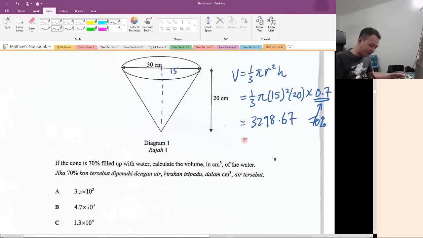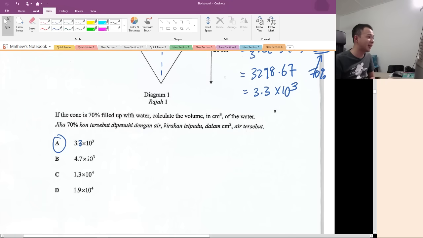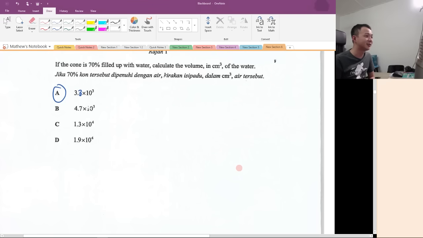You should get the value 3298.67. Round off to the indices number should be 3.3 multiply 10 power of 3. I guess this is 3 here. So answer will be A here. Right, so let's move on to the next one.